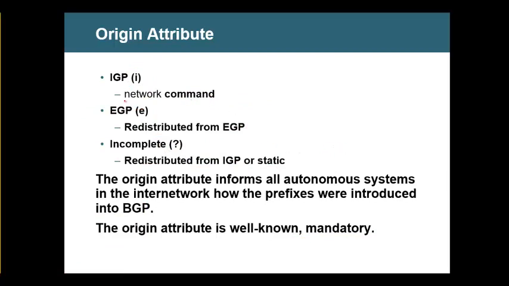So, if someone uses a network command to advertise, then it is I. If someone uses the redistribution keyword to take some network from some other source like OSPF and give it into BGP, then it is called incomplete, a question mark. Which one is preferred? Smaller is preferred, and this is preferred.